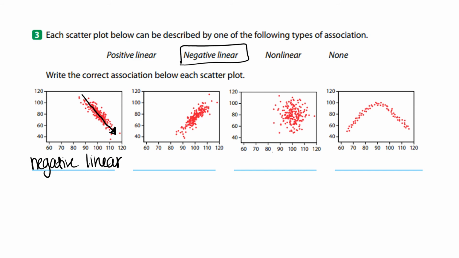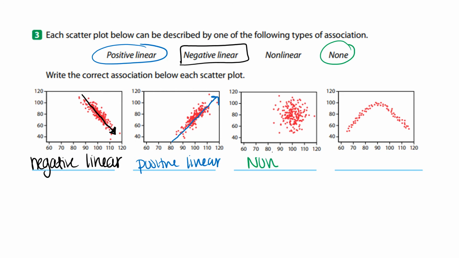For the second one, I can draw a line through the middle of those points, and that graph is going up. So that would be a positive linear association. Our points here in the second graph are all random. It does not go up, it does not go down. So that would be a no association, or none. In the last graph, it goes up and then it goes down. So it's not a straight line, it is non-linear.